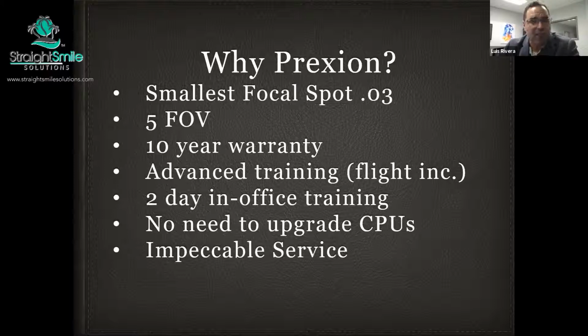It also has the longest warranty in the industry that I'm aware of that covers the entire unit and the server. I don't know about you, but I have computers that don't last 10 years. And Prexion actually covers the server and anything with the machine.